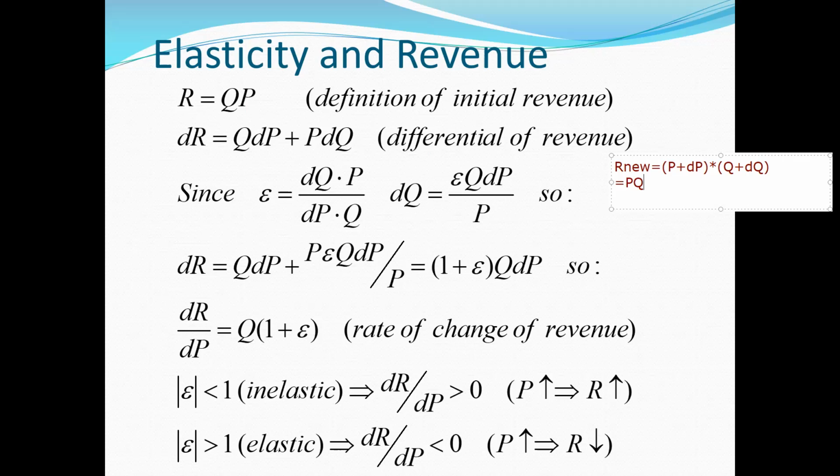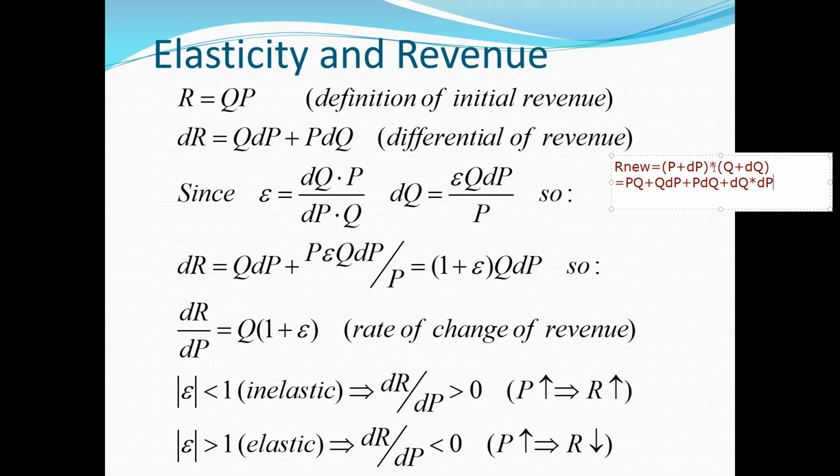First, outer, inner, last, the FOIL method, so that you can simplify this expression, it'll be P plus dP times Q plus dQ, which is PQ plus QdP plus PdQ plus dQ times dP. Okay, so this is going to be my new revenue.